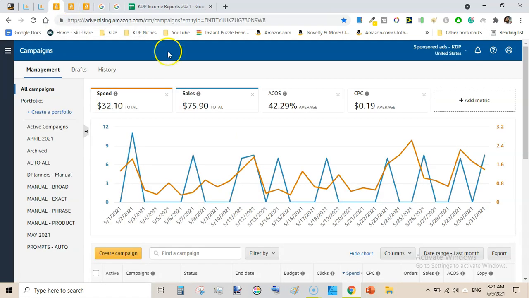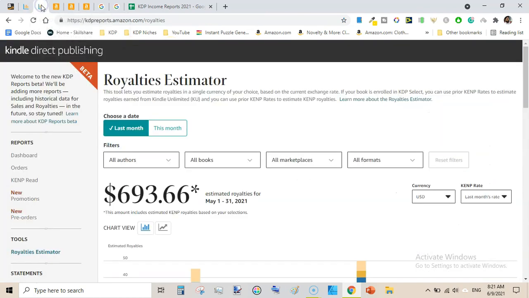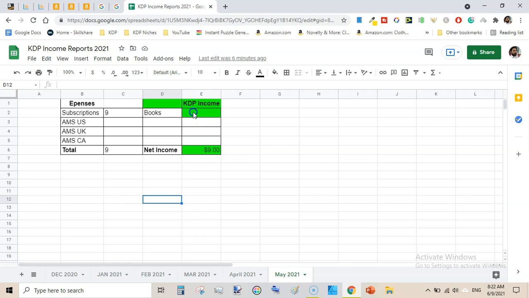First, this is the US marketplace. I spent $32.10, which generated a sales of $75.90 with an A cost of 42.29. That is high. I was losing money, definitely losing money on some campaigns. So CPC was very good, but A cost is high. So I spent $32.10 and my income was $693.66. Let's put this in the Excel sheet. 693.66, ad cost 32.10 on the US marketplace.